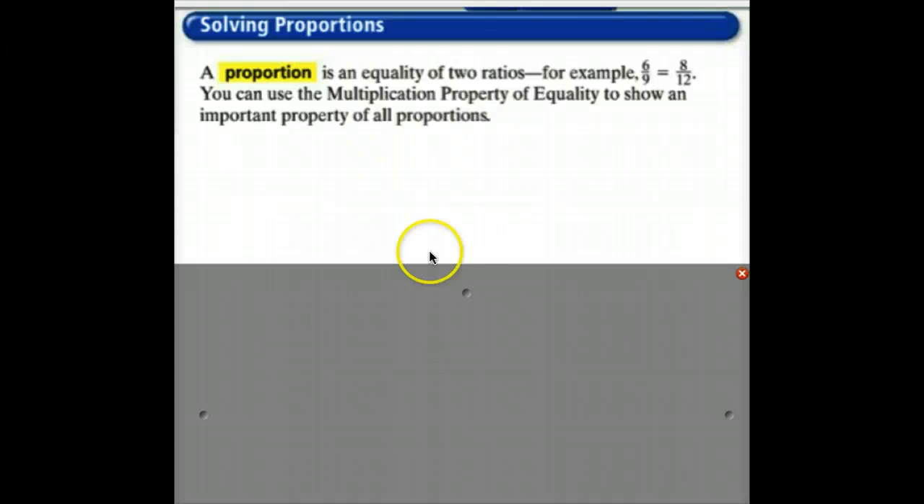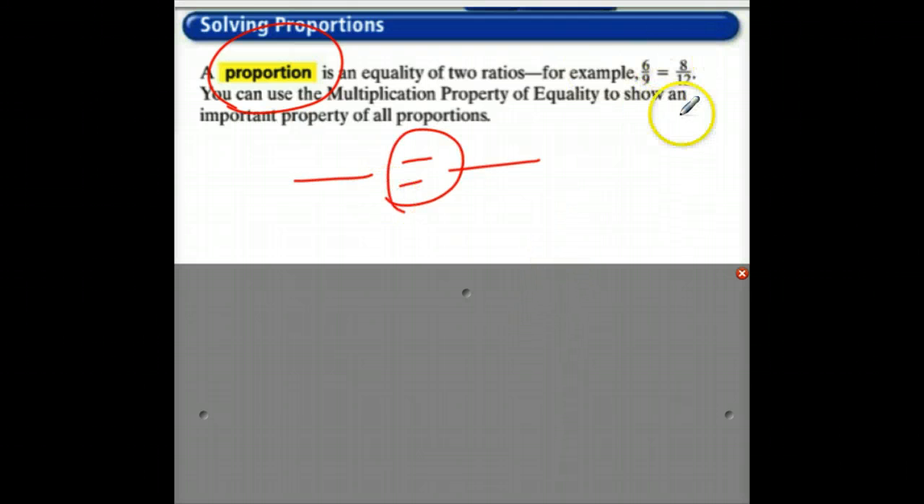A proportion is an equality of two ratios. For example, 6/9 equals 8/12. Whenever you hear me say set up a proportion, I'm looking for two ratios, which we know look like fractions, set equal to each other. So in this example, they have 6/9 set equal to 8/12. That is a proportion, two ratios set equal to each other.